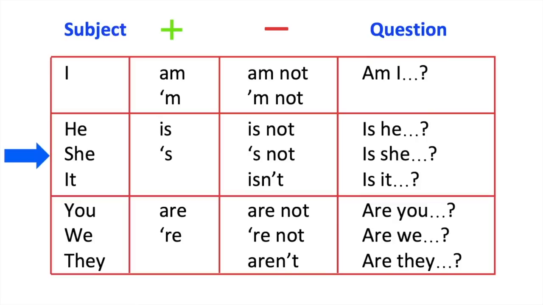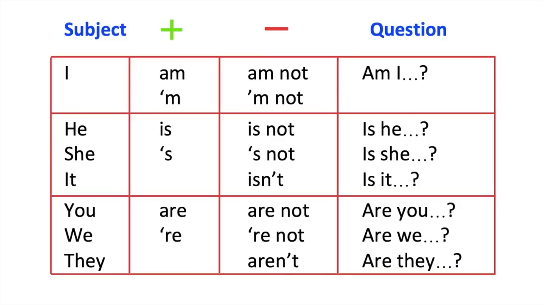The negative form is the subject plus is not. He is not, she is not, it is not. Or we can say, he's not, she's not, it's not. We can also use the contraction isn't. He isn't, she isn't, it isn't. When forming a question, we place the verb at the beginning of the question. Is he? Is she? Is it?